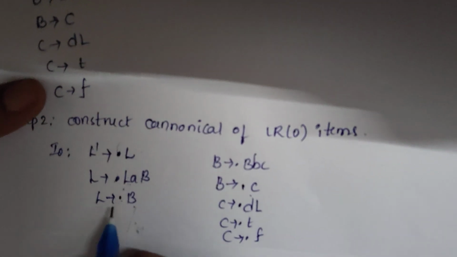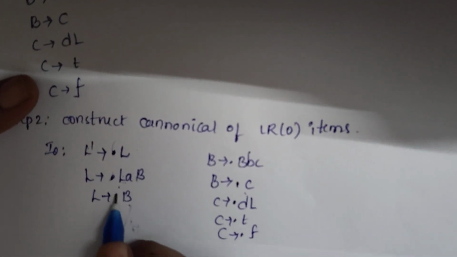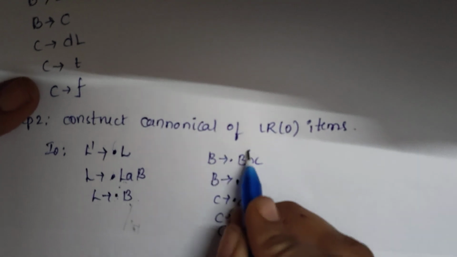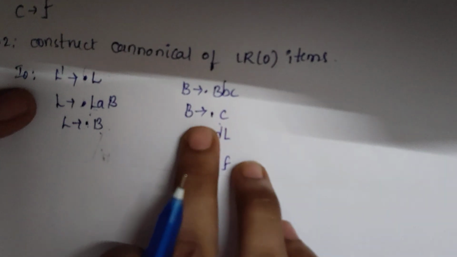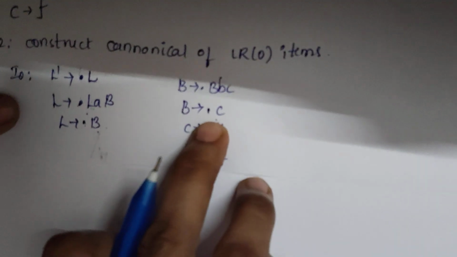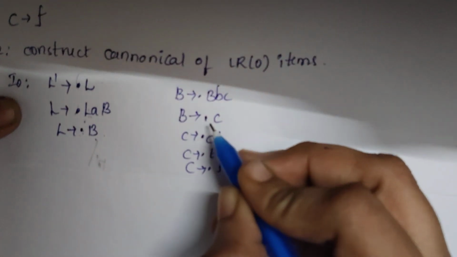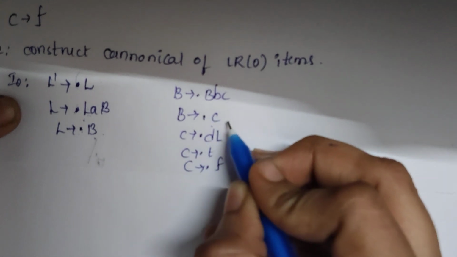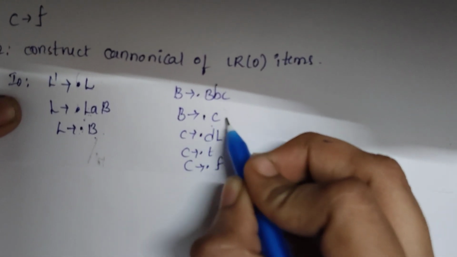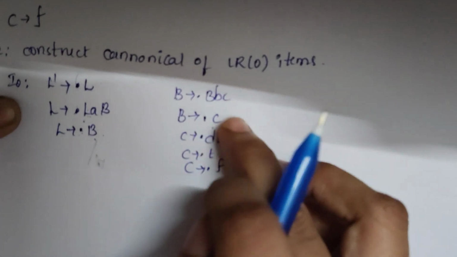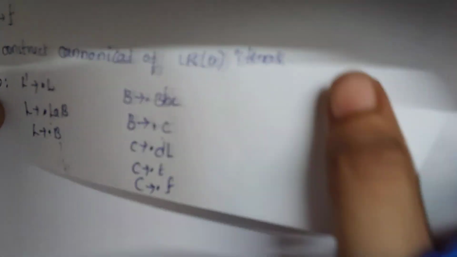See how we shifted these dots: this dot is shifted here, and this dot is shifted here. Now B is completed. We need to calculate I0 comma C. Wherever we have C after the dot, there we shift. In the right-hand side there is only one such item, so this dot will be shifted here.